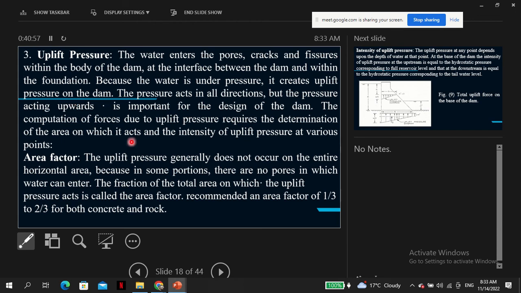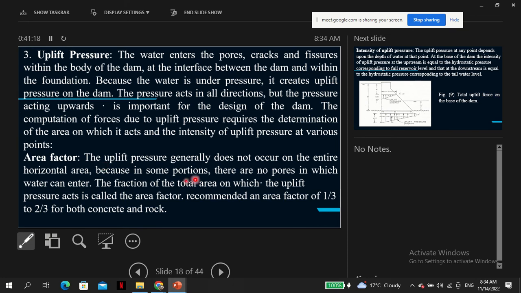So the computation of the forces due to uplift requires determination of the area on which it acts and the intensity of the uplift pressure at various points. I think we already talked about this in part. You can draw the flow net, find the pressure points, and then you can find the uplift force.